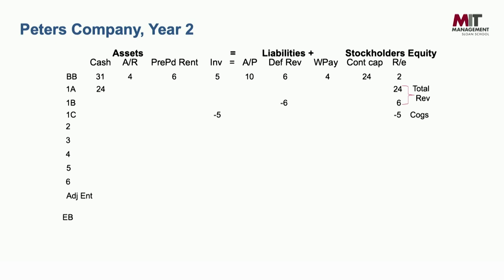Our second transaction, we pay off our accounts payable. First, keep track of cash. Cash goes down by $10,000. Accounts payable goes away. In our third transaction, we pay off wages payable. Cash goes down by $4,000. The wages payable liability goes down by $4,000.